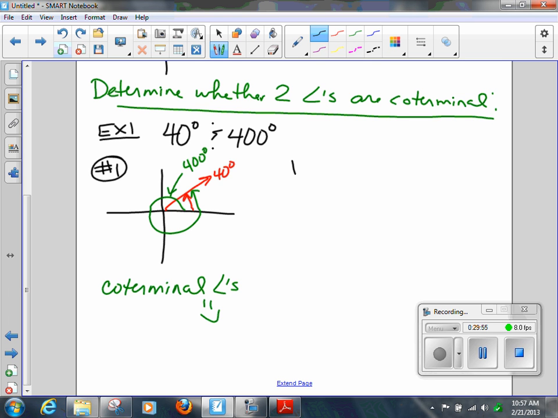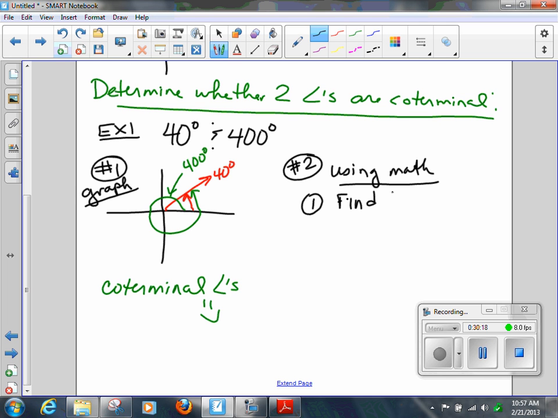Here's the second way to do this. This is using a graph. Let's crunch some numbers, okay? Using math. This is the only one you have to do this for, okay? First thing you have to do, you find the difference between the two angles given. What's that mean to do? Subtract them, okay?